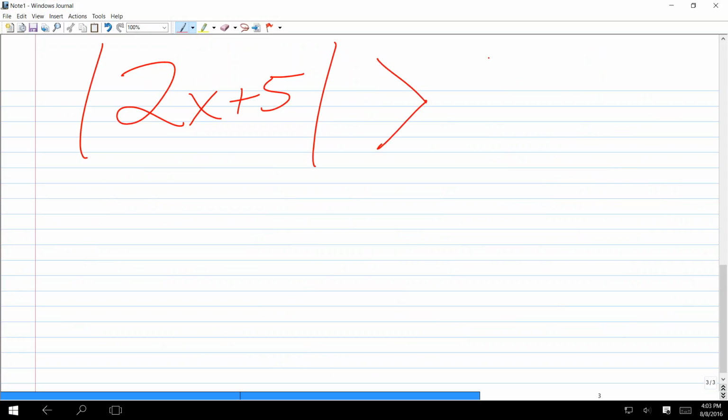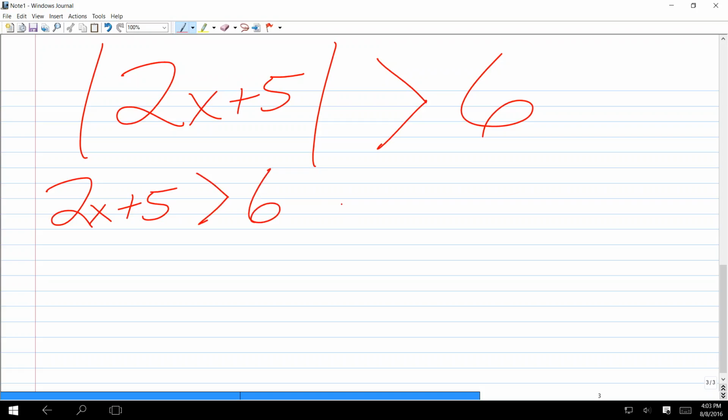Inequalities. What does that mean? That means the absolute value of 2x. Read the next line to me. Okay. 2x plus 5 is greater than 6.